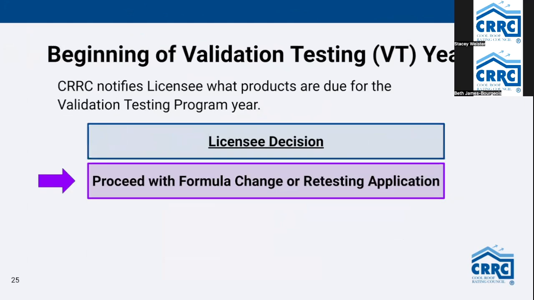The second option a licensee can choose is to reformulate or re-rate a product that is due for the VT program without going through the VT process.